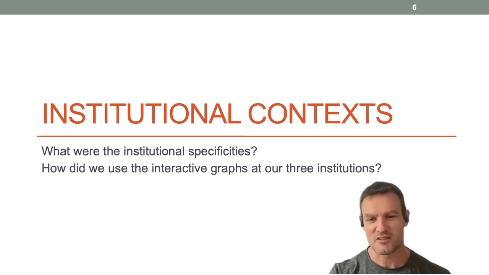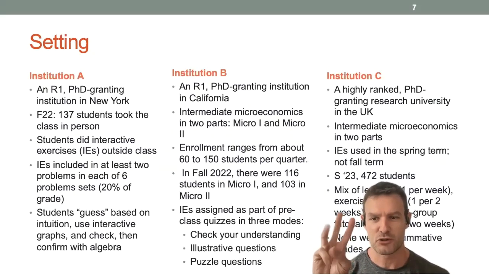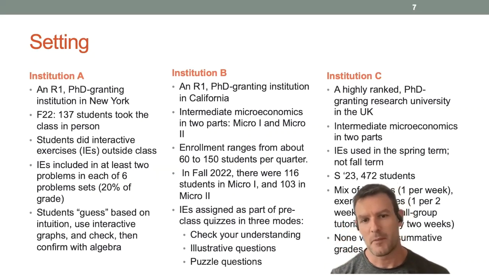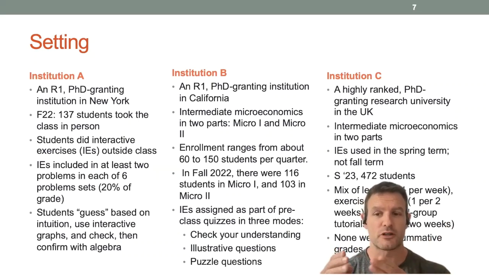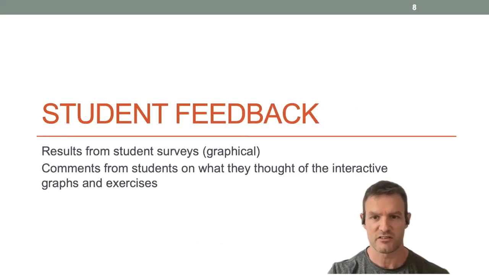So what are the institutional specificities? Well, we have our 3 institutions, 2 in the US, Institution A and Institution B. They have about 100 or so students in a few different classes. At Institution A, just for intermediate microeconomics. For Institution B, there are 2 parts of intermediate microeconomics, microtheory 1 and microtheory 2. Institution 3 is an institution in the UK where there were not quite 500 students taking the second half of intermediate micro. And those are the 3 places where we fielded these interactive exercises.